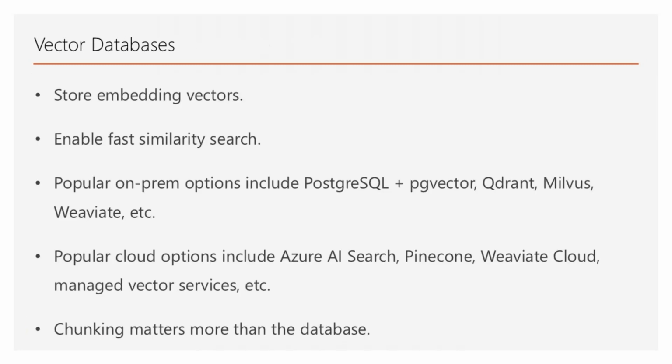Vector databases are optimized for similarity search over embeddings. On-prem, teams often use options like PostgreSQL with pgvector, Qdrant, Milvus, or Weaviate. In the cloud, managed services such as Azure AI Search, Pinecone, or hosted vector databases are common choices. In practice, the specific database matters far less than how you chunk, embed, and retrieve your data. Poor chunking will hurt answer quality long before the choice of vector database does.